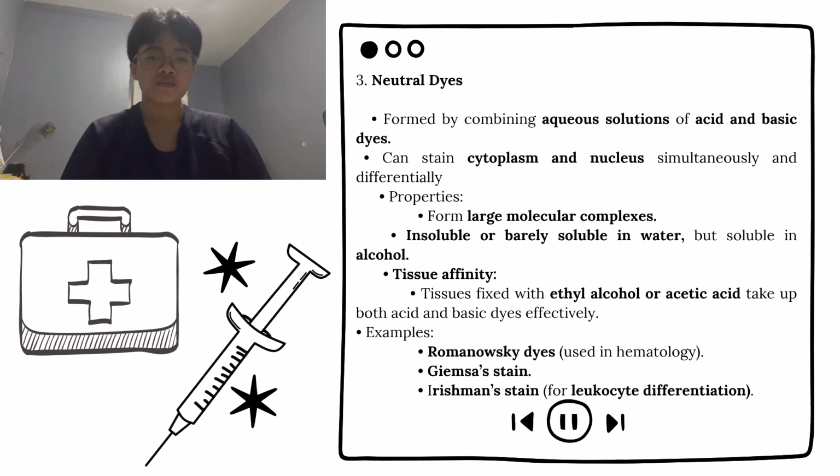Neutral dyes are formed by mixing aqueous solutions of acid and basic dyes. They can stain both cytoplasm and nucleus simultaneously with different colors.